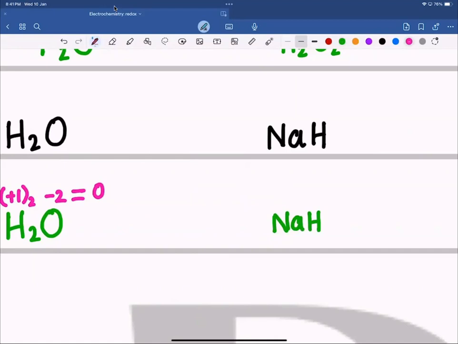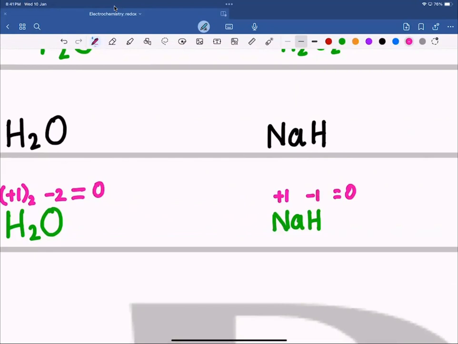NaH. What will be the net charge? 0. Any element from group 1, 2, and 3? Na from group 1, +1. So if sodium is +1 and the net charge is 0, then what will be the charge of hydrogen? -1. See, Kubra, that's how you will be able to figure out when hydrogen is -1. Otherwise, hydrogen is +1. Is this clear? Yes, sir.